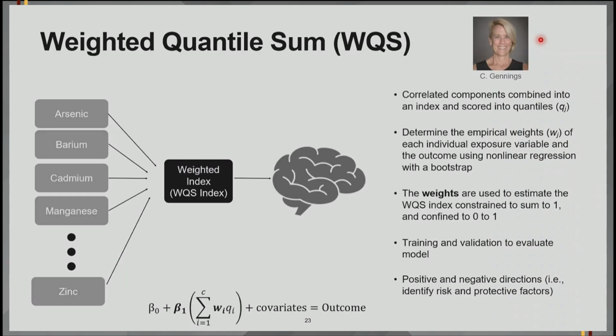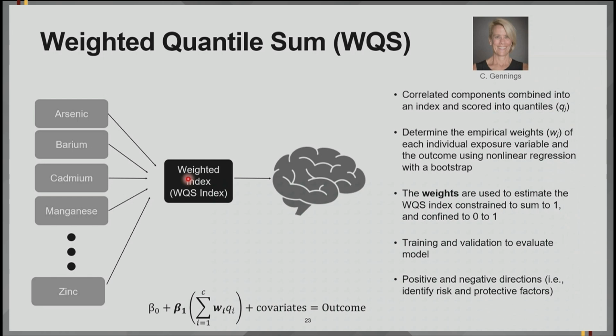One of the tools we rely on is a statistical method called weighted quantile sum regression, which was developed by Dr. Chris Jennings, who is at Sinai. Weighted quantile sum regression allows us to look at a mixture of highly correlated compounds. In this example, I'm using a bunch of different metals. We can measure arsenic, barium, cadmium, manganese, lead, zinc, multiple exposures. What we try to do is put those into a single index and look at how that index is associated with an outcome, such as our brain outcomes.